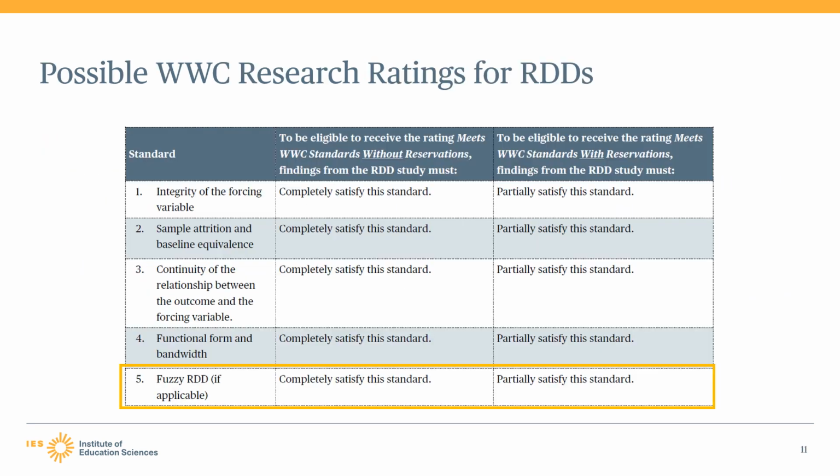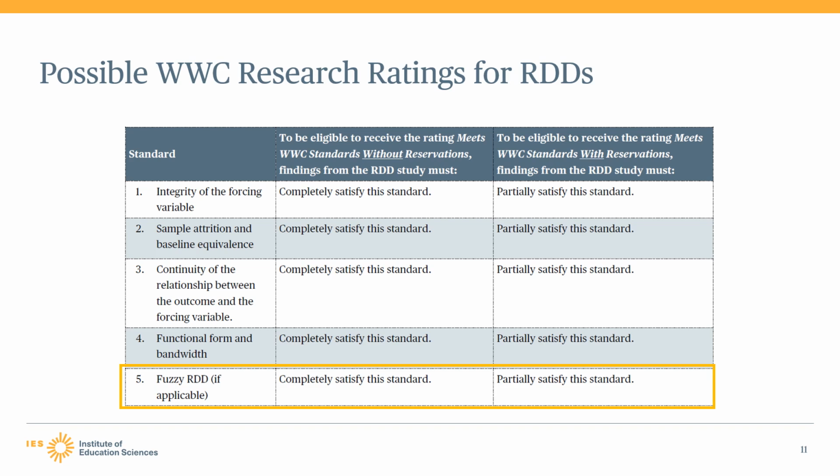Now that we have provided a general overview of fuzzy regression discontinuity designs and the methods used to estimate complier average causal effects in these types of designs, we now will discuss the WWC's fifth RDD standard, which is used for reviewing evidence from fuzzy RDDs. For studies that are eligible for review as an RDD, the WWC has 5 standards that are used for review evidence from RDDs, and ultimately used to determine whether study findings meet WWC standards without reservations, meet WWC standards with reservations, or do not meet WWC standards.